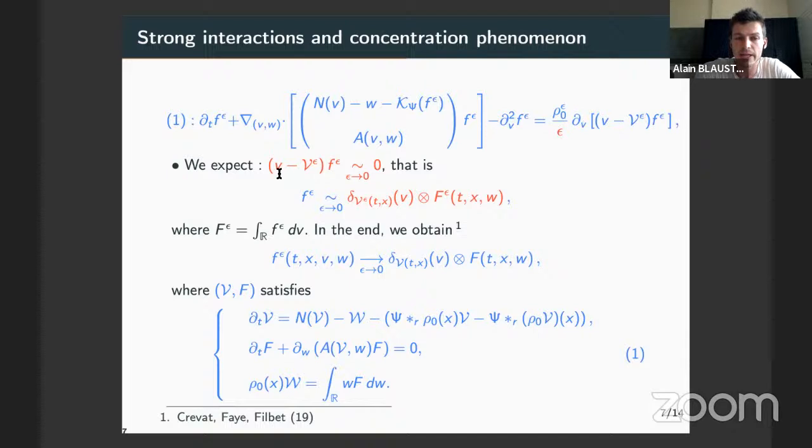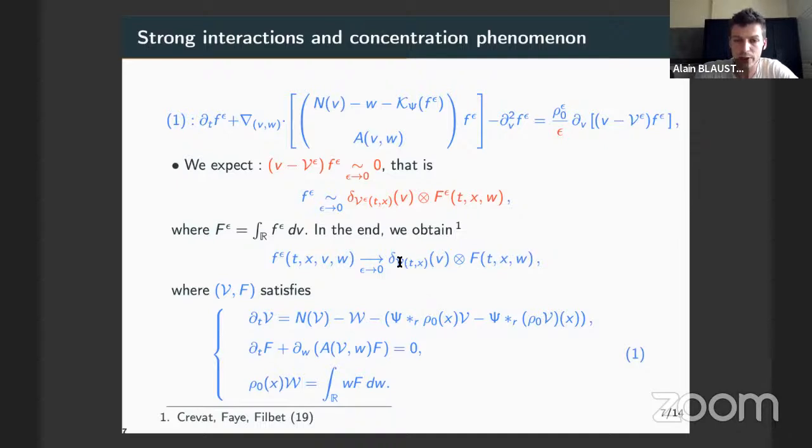So that means that as epsilon goes to 0, phi minus capital V epsilon times f epsilon should be very small. And since f epsilon is a probability distribution, this exactly means that f epsilon looks like a Dirac mass centered at capital V epsilon times its marginal with respect to the adaptation variable. Capital F epsilon is just f epsilon integrated with respect to v. If you carry this analysis until the end, you get that f epsilon converges indeed to a Dirac mass centered at a limiting capital V times a limiting distribution capital F with respect to the adaptation variable.